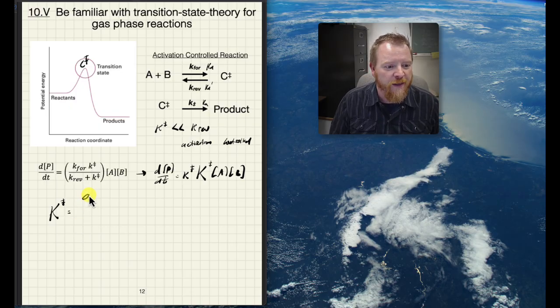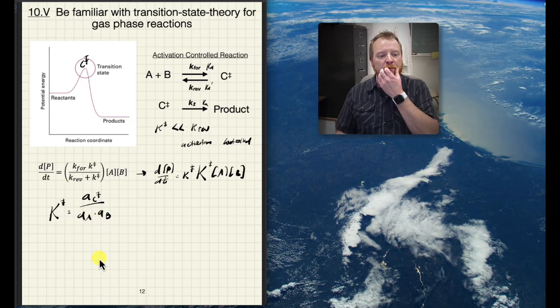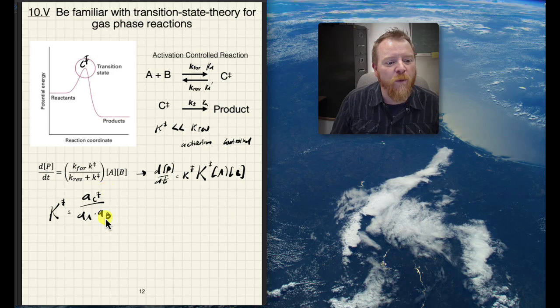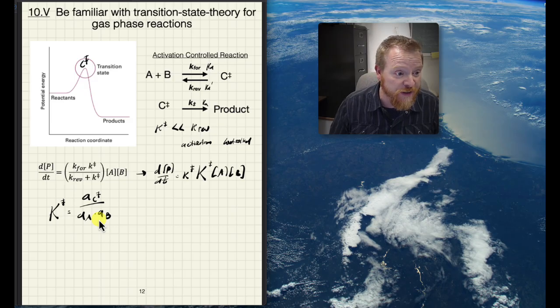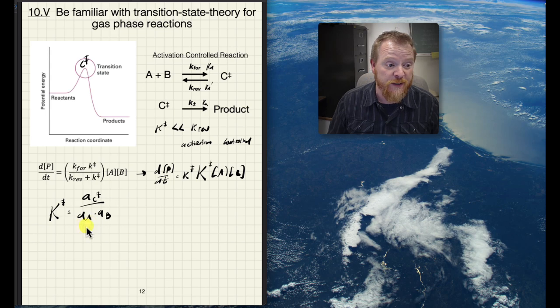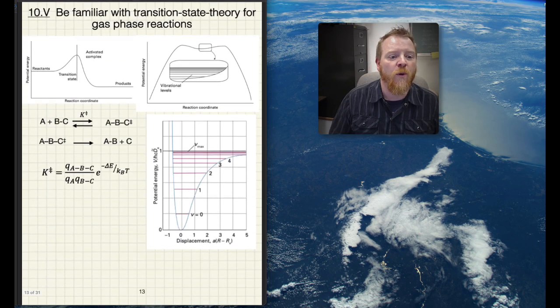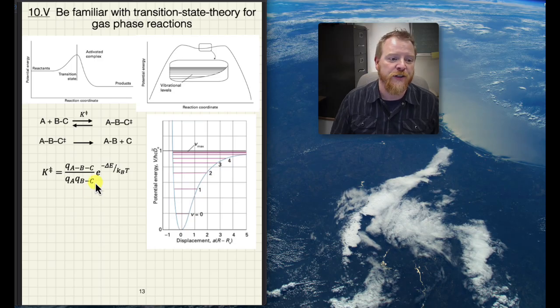We could call it the activity of our transition state all over the activity of A times the activity of B. And what we really want to get into now is, if we think about these activities in terms of their partition functions, then we can learn some things about our reactions. So let's switch the page here, and I'm going to change this up just a little bit.